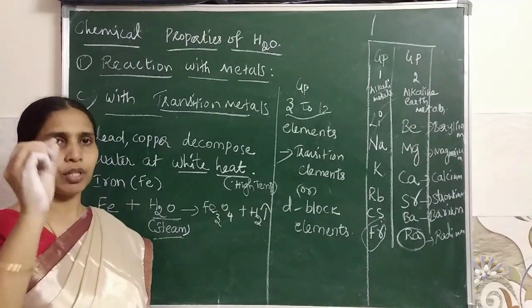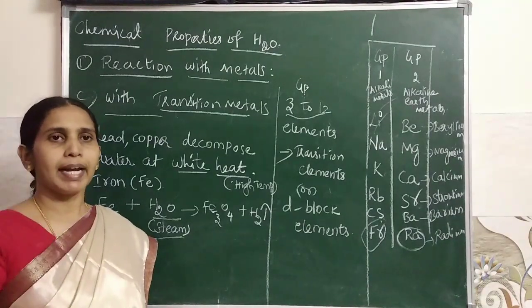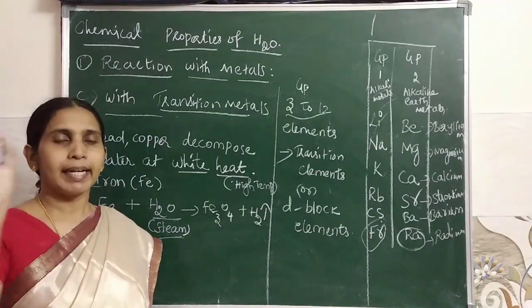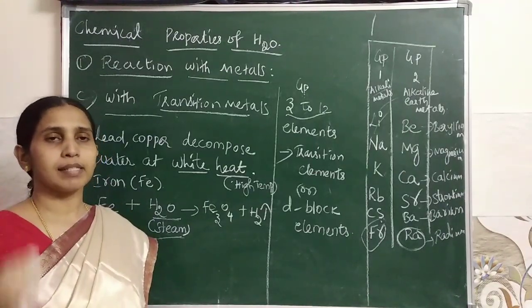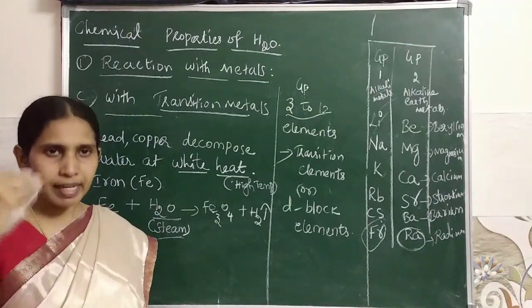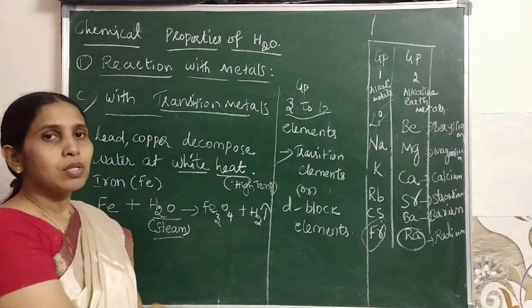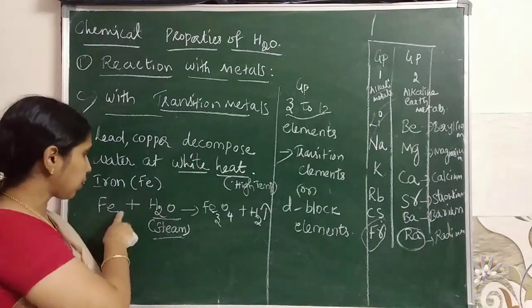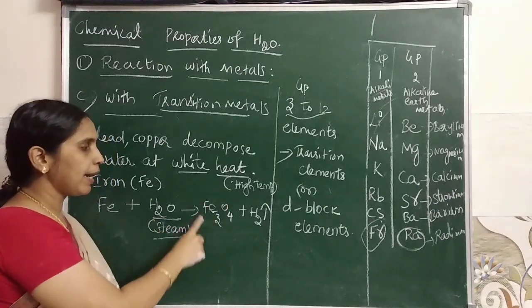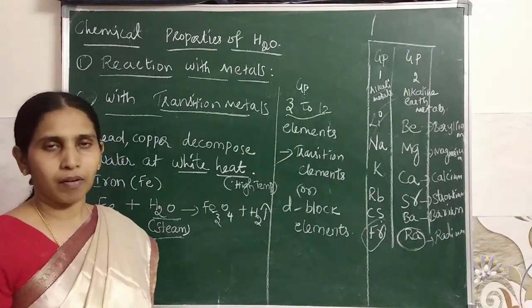First one, reaction with alkali metals, because lithium belongs to alkali metals, forming hydroxide which is more soluble. Second heading, reaction with alkaline earth metals: alkaline earth metals with water, hot condition, forming hydroxide which is less soluble. Third one, reaction with transition metals: transition elements react with water in steam condition forming oxide. Here you cannot write hydroxide; that would be wrong.